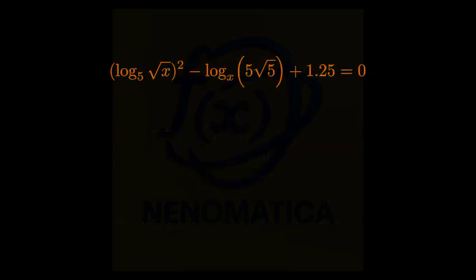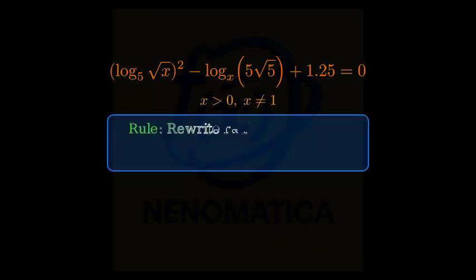Here is the problem. We must solve the equation (log base 5 of the square root of x) squared minus log base x of 5 times the square root of 5 plus 1.25 equals 0. The domain is x greater than 0 and x not equal to 1. Step 1. Rewrite radicals as exponents. The square root of x is x to the 1/2. Also, 5 times the square root of 5 equals 5 to the 3/2.